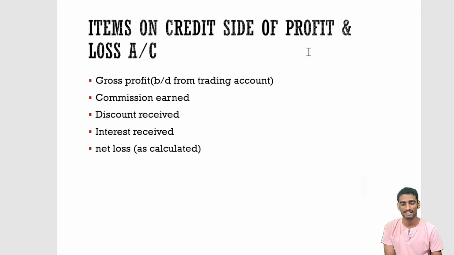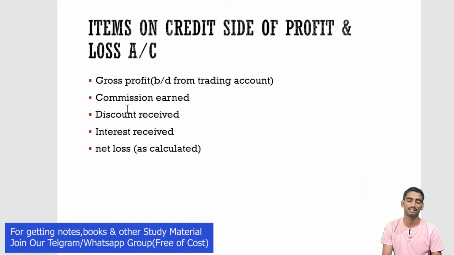On the right side, what you have to put: gross profit, whatever profit you are getting from the trading account, then commission earned, then discount received, then interest received, then net loss, okay? So these are the things you should keep on the right side. Even, guys, again I have said that both are related, okay?